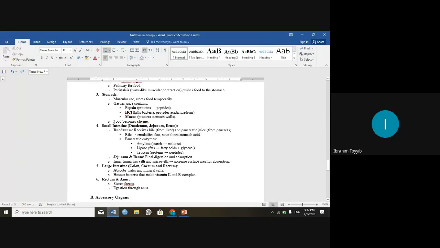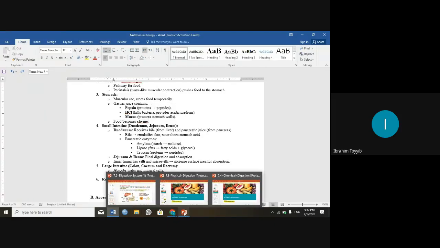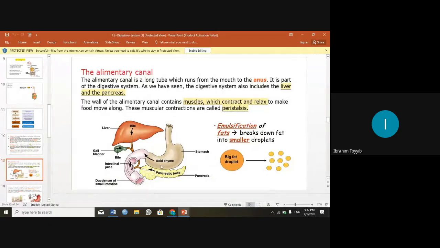So in the stomach, food becomes chyme. You can see it here. So we now go to what? We now go to the small intestine. And this is the pancreatic juice that will pass through the small intestine. This is the duodenum of the small intestine, with intestinal juice. This is the gallbladder, and the bile is stored in the gallbladder here.